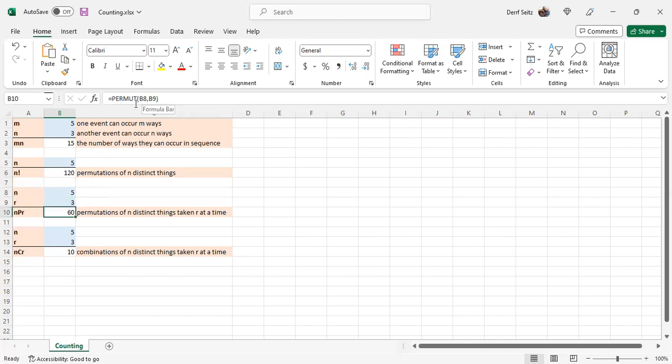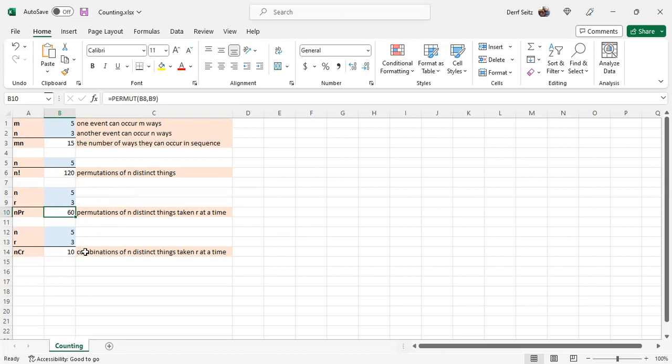The function for this is permute, stands for permutation, and it takes the total number of items and the number that you're taking in one examination, R, 3 in this case. Remember, permutations involve order being important.